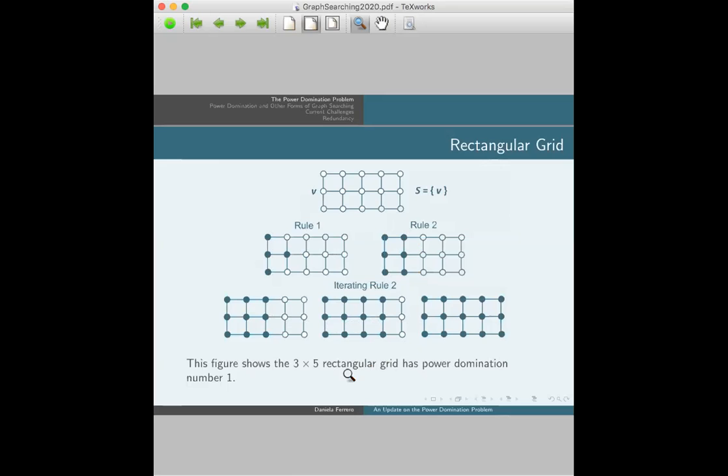And this, for example, is showing that this grid, the 3 by 5, has power domination number 1, but in general, you can say that any grid of 3 by n for any positive integer n will have power domination number 1. And that is something very different than domination. Domination doesn't happen in that way. So that was something that attracted me to this problem.